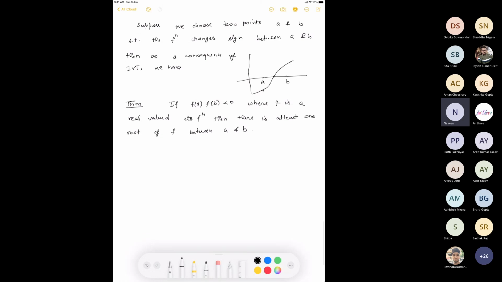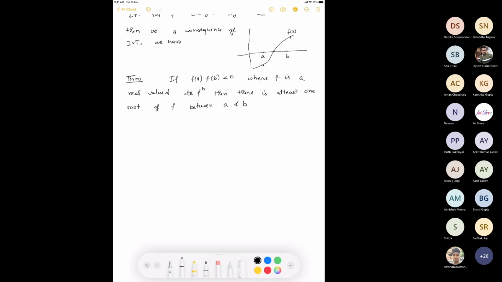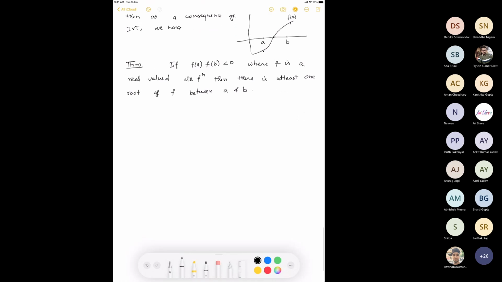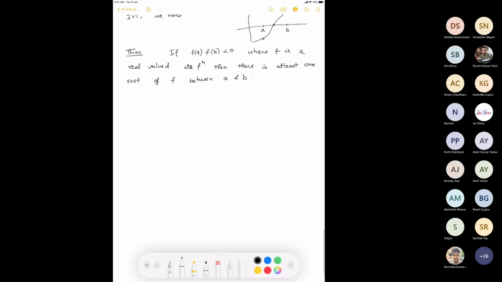You all agree with this? Yes, ma'am. So this is my function f(x). If f has different signs at a and b, that is, it changes sign in the interval [a, b], then of course there will be one root lying in this interval. Okay, so let's get more insight about this theorem by taking some examples.